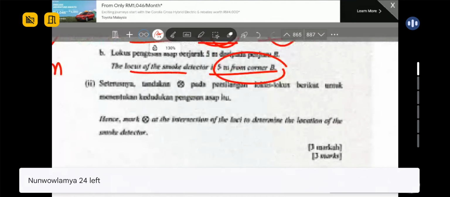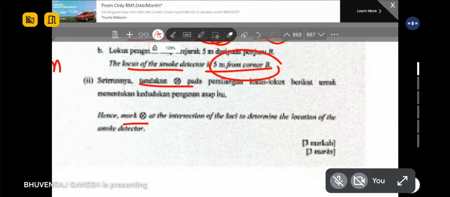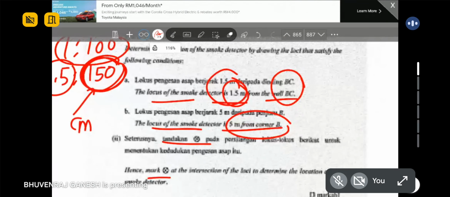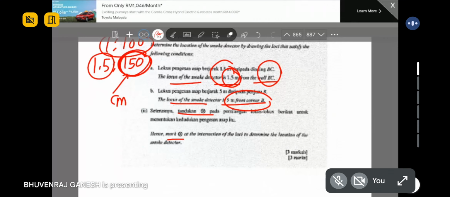Okay, biasanya dia akan suruh tandakan dengan X. So you just tandalah titik persilangan dengan X. Okay, understand guys this whole question? Do you understand locus now? Jelas how it works? So this is how locus is.